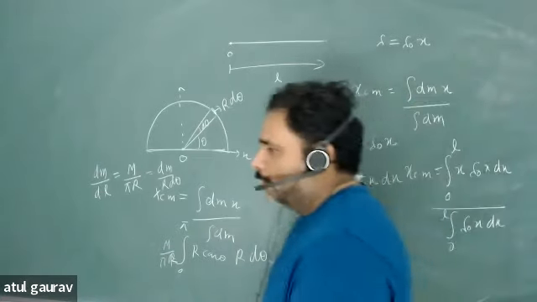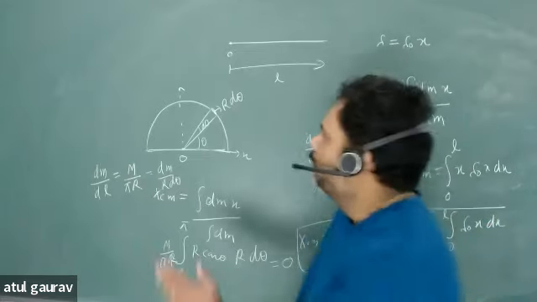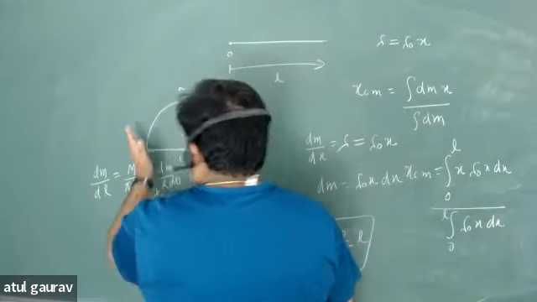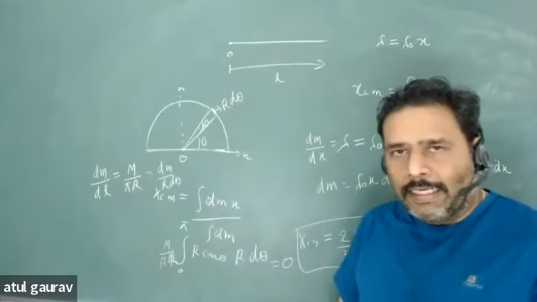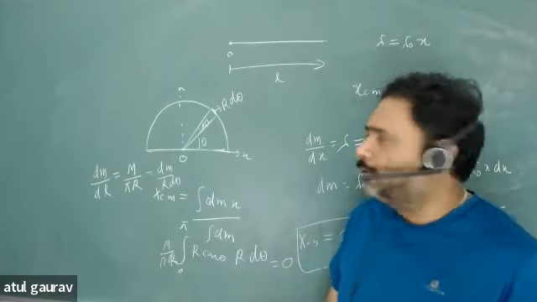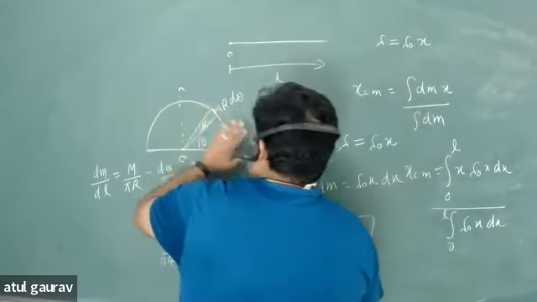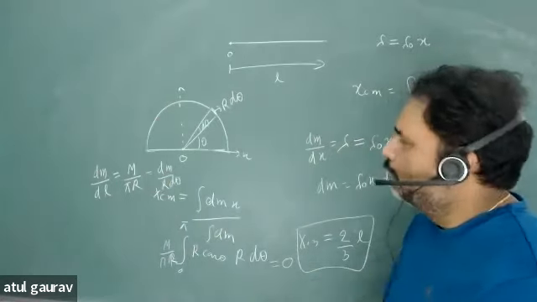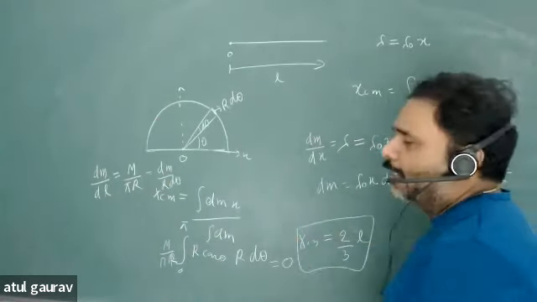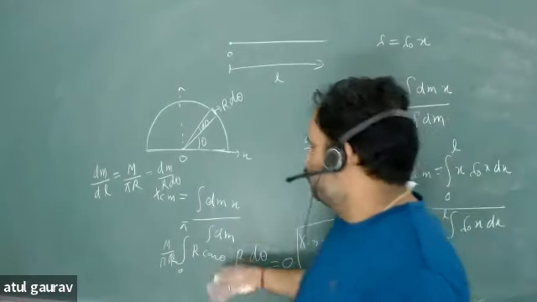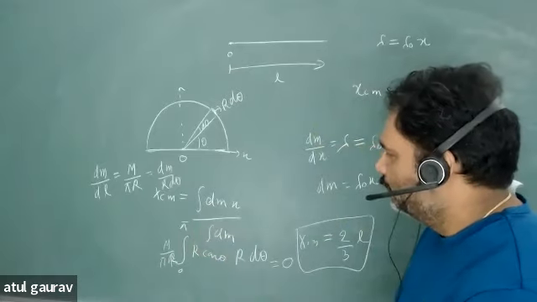And you can also see the symmetry. The mass is distributed towards right and towards left exactly in the same proportion. This is symmetric about the y-axis, so x center of mass must be 0. I can just see the symmetry and tell this is 0. But if you are not seeing the symmetry, then also you can calculate it.